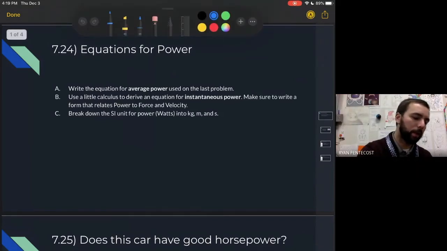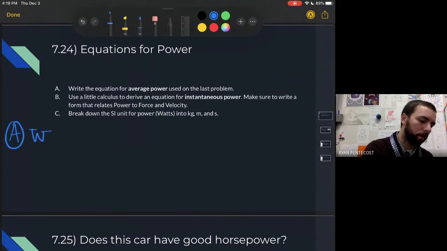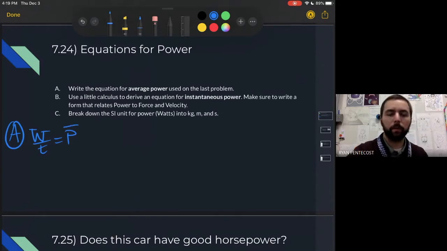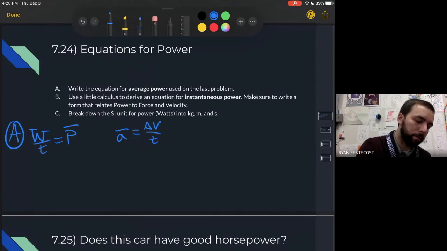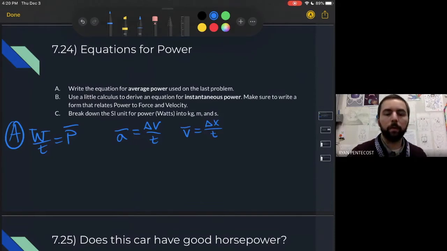If you'll remember, last time we used work divided by time to equal power. Okay, this is average power. We have work over a certain period of time giving you average power, kind of like how average acceleration is change in velocity over time, or average velocity is change in position over time. If work is being done over a period of time, you're going to get your average power.